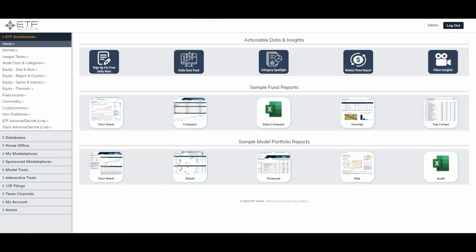I wanted to do a fun exercise in looking for quality stocks, but rather than searching for stocks using fundamentals, we're going to use ETF ownership to find those stocks. So without further ado, we will jump into the system.